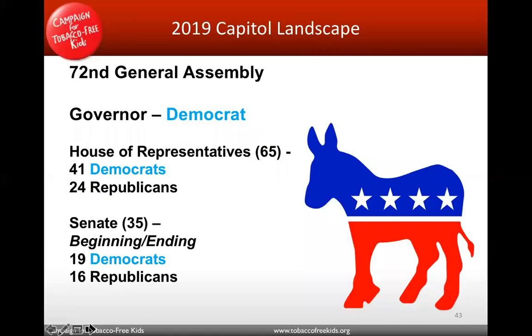So 2018 elections take us into the session we're currently in. So here you see we return in Colorado to the trifecta.